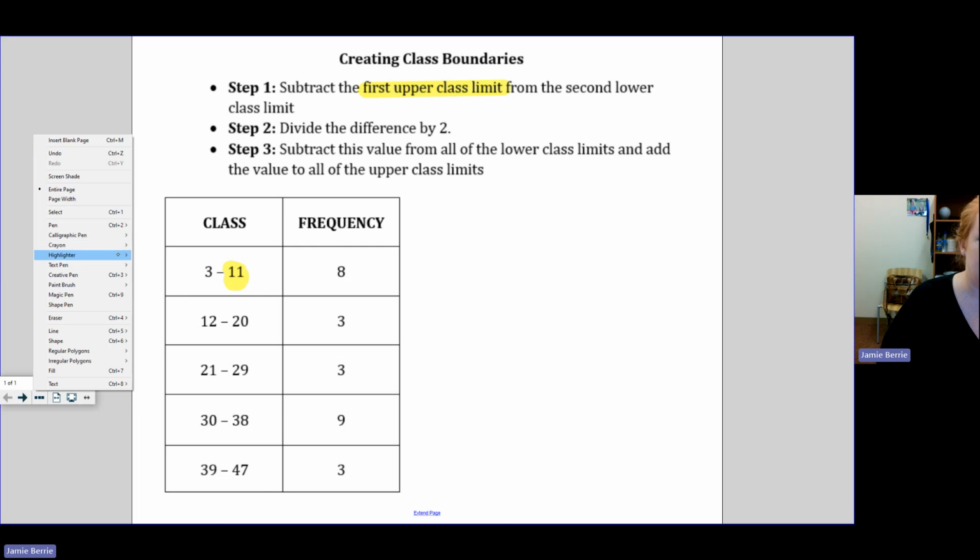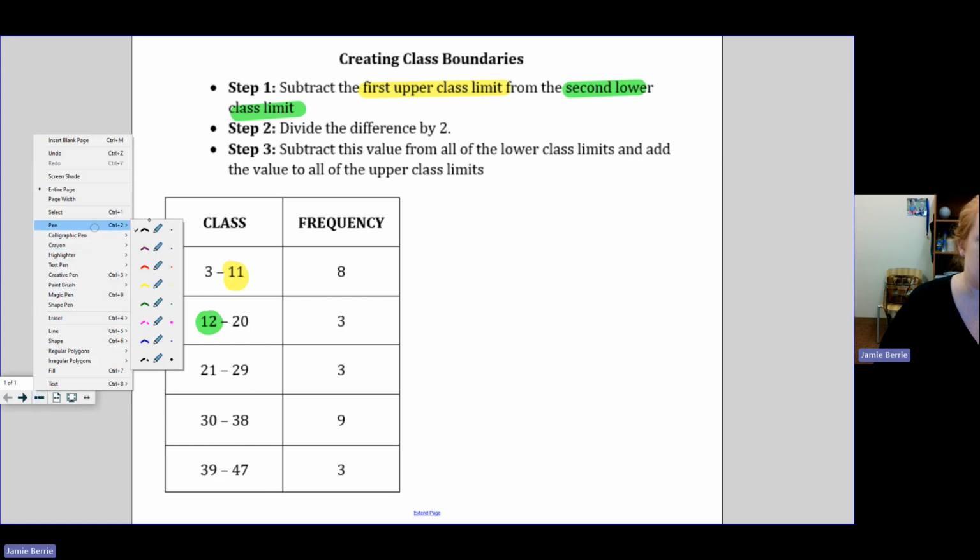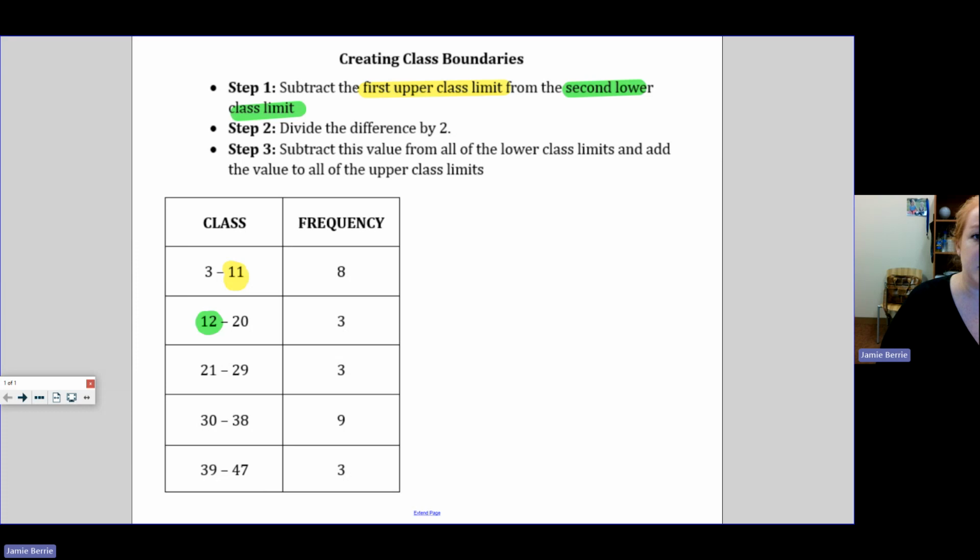The second part says the second lower class limit. All right, the second lower class limit. So here's our second class. Here's its lower limit. What step one just told us to do, it said subtract 11 from 12. So take and subtract 11 from 12, that's 1.